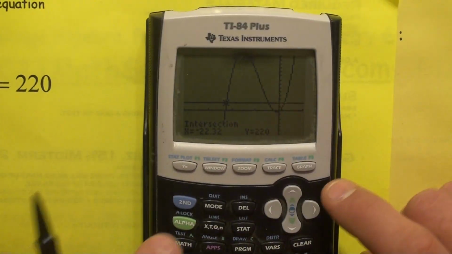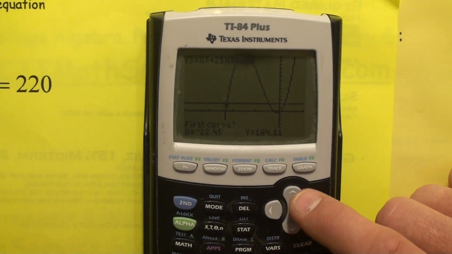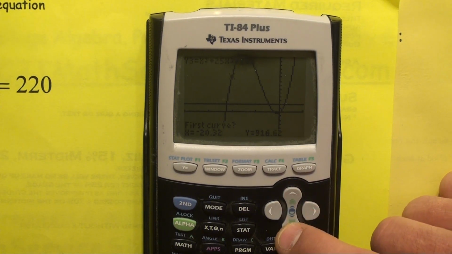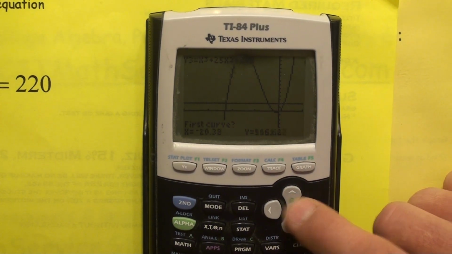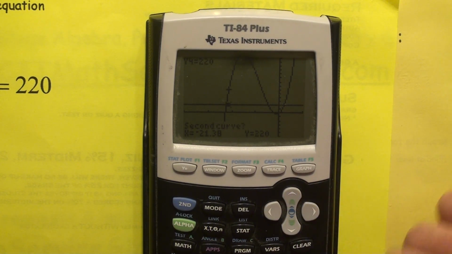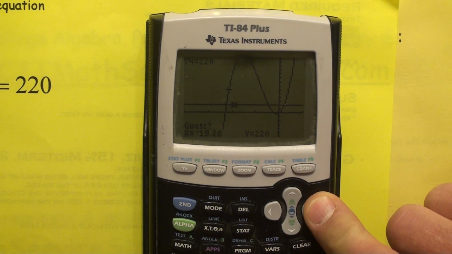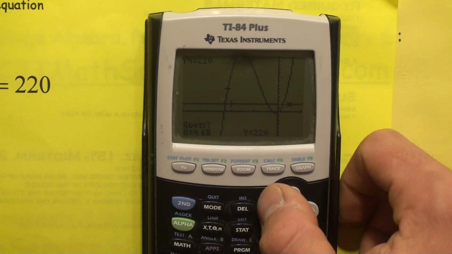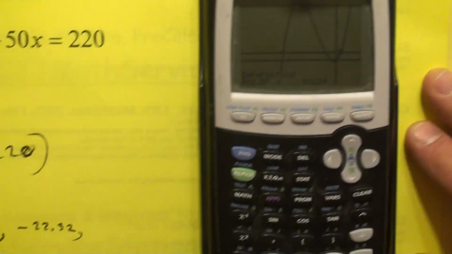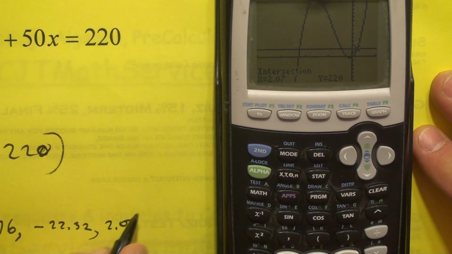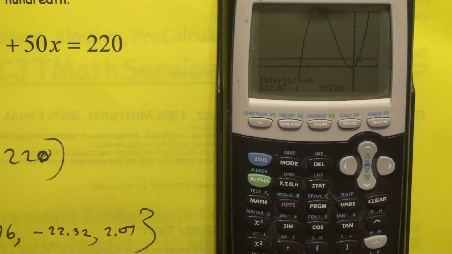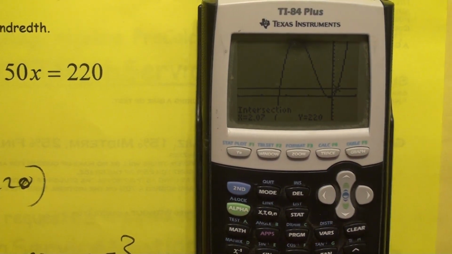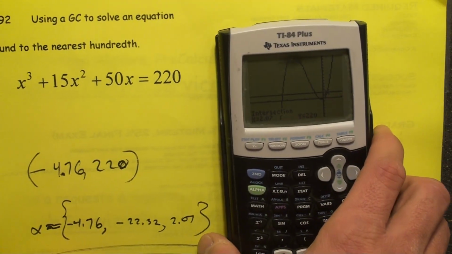And then that third point of intersection: second, calculate, intersect, first curve. By the way, if you press up and down, it takes you from one curve to the next. If you press left and right, it takes you further along whichever curve or function or line you are referring to. So we're going to scroll all the way over to that third spot, and there it is at positive 2.07. Kind of neat how the calculator will round it for you if you just press mode and you go over to float and have it round to that particular amount of decimal positions.